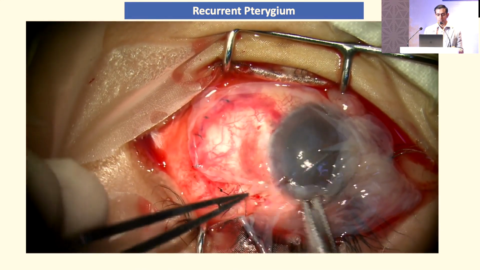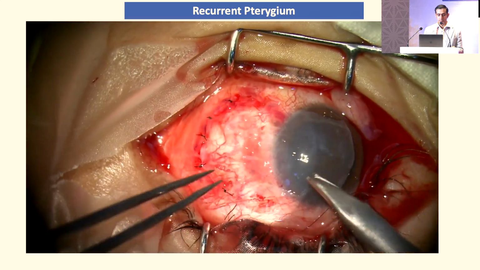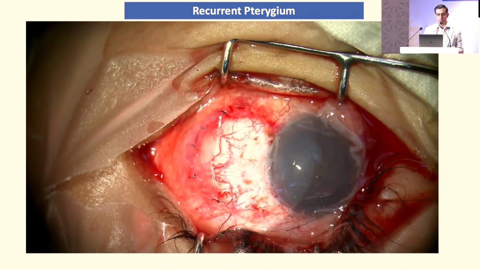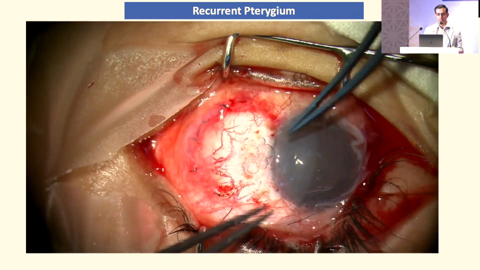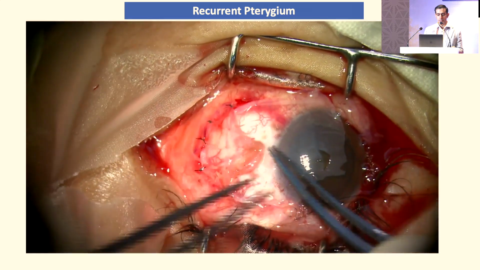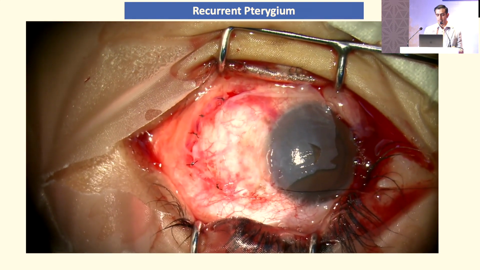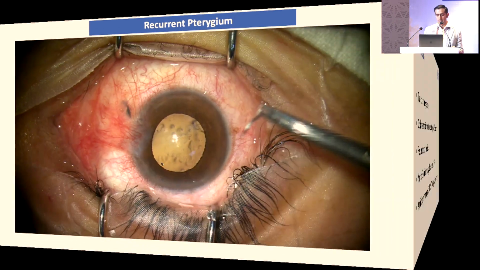You'll trim it down to the right size here. Place it over the cornea, reflect the conjunctival autograft, place the glue over there, and then move the membrane after that. Again, place the conjunctiva over this, reflect, and then remove the excess amniotic graft.